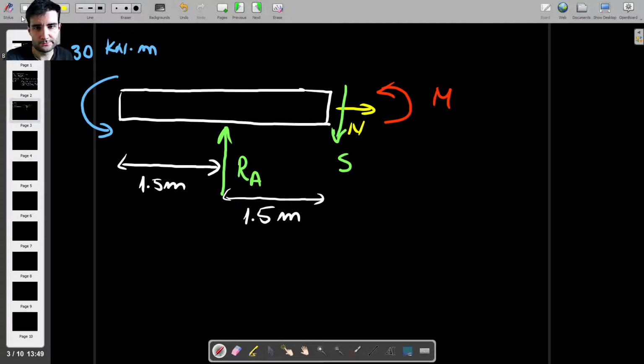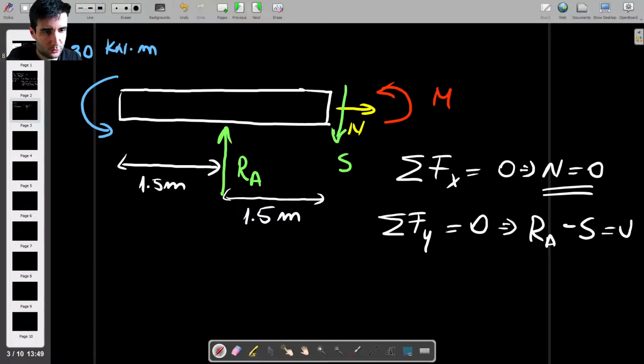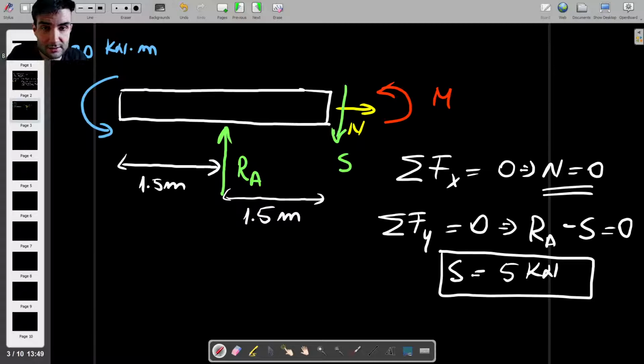Okay, so let's try to find each of those internal forces individually. So first of all, we'll start with the horizontal forces. This is the easiest part. So this tells us that N is equal to 0. Okay. Then we have the vertical force equilibrium. So the sum of forces in the y direction is 0, which means that RA, which is acting upwards, minus S equals 0. So S is equal to RA, which is 5 kilonewtons. So we found the internal shear force.